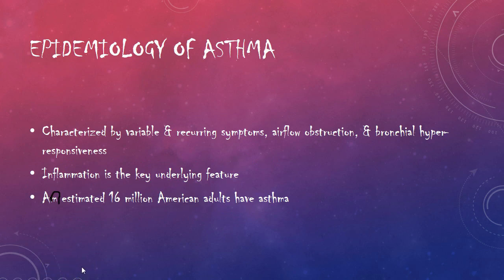So asthma, let's not get COPD and asthma confused. Asthma is characterized by variable and recurring symptoms, airflow obstruction, and bronchial hyperresponsiveness. Asthma is reversible. It is an inflammation, and it's caused by something making your immune system go haywire. Asthma is going to affect more young people, more young adults. Not saying that older people don't have asthma, but you're going to see it more in the younger population.